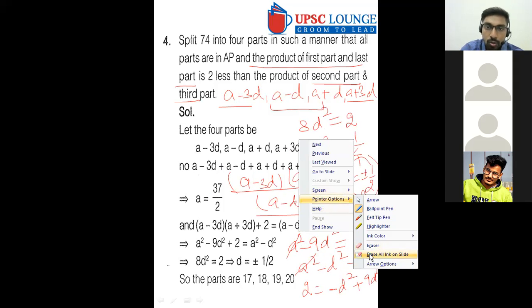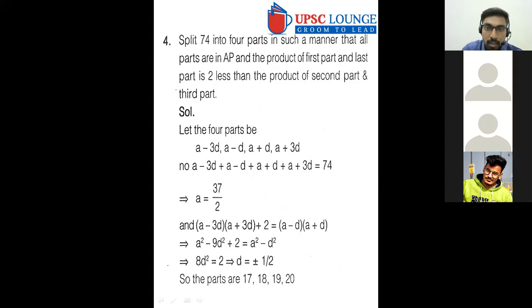Yes, sir. So you got the value A equals 37 by 2 and D either 1 by 2 or minus 1 by 2. Whatever you put, you will get the same answer, because if you put plus, one part will be minus and the other plus, and if you put minus, the negative part will become positive and the positive part negative. So we will put plus 1 by 2 here.